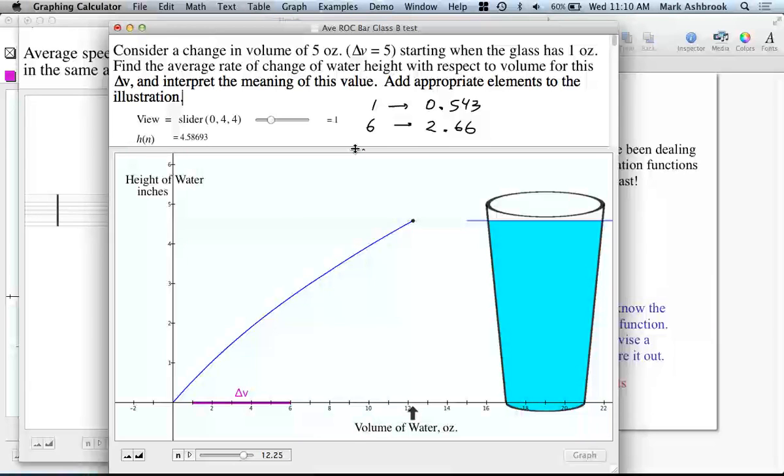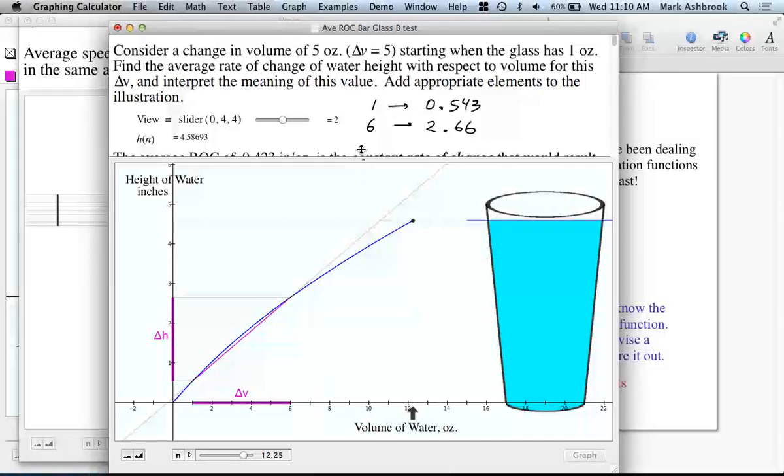What do you think? Good? And what would that look like? So this is what this would look like. We'll say if you drew a line from the value of 1 on the blue graph to the value of the line at 6 on the blue graph, a straight line between 2 points. Like this? Yes. Right. Okay. So that purple line represents the average rate of change, 0.423 inches per ounce.